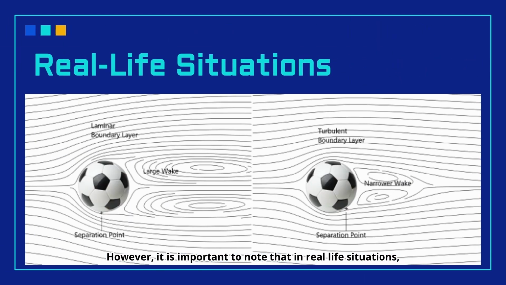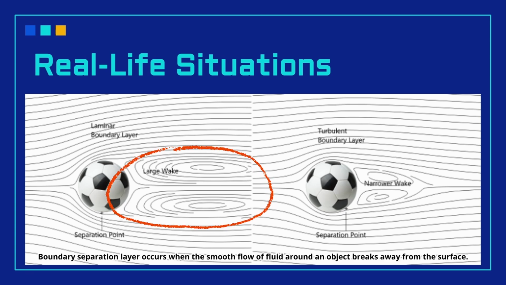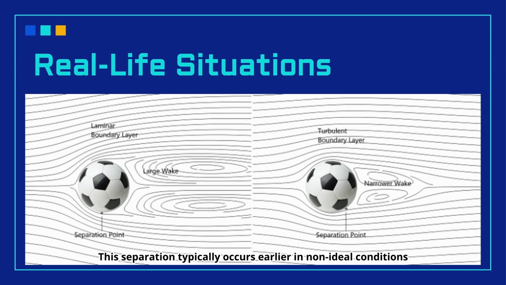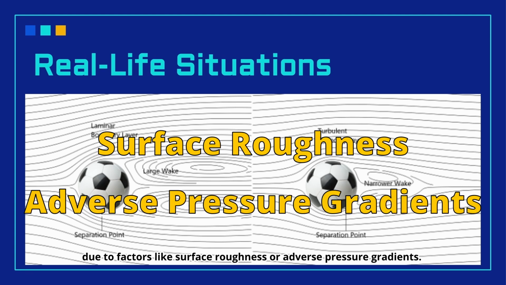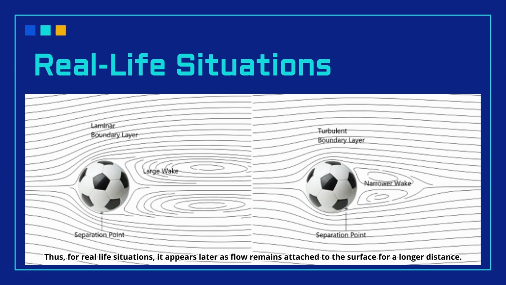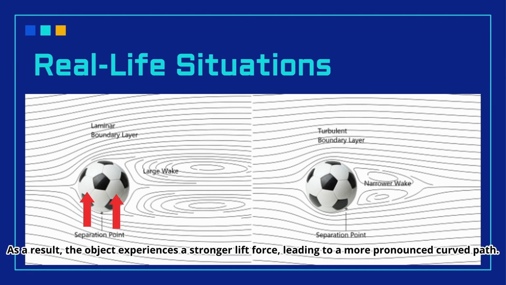However, it is important to note that in real-life situations, non-ideal flow may be involved where boundary layer separation can significantly influence the Magnus effect. Boundary layer separation occurs when the smooth flow of fluid around an object breaks away from the surface. This separation typically occurs earlier in non-ideal conditions due to factors like surface roughness or adverse pressure gradients. Thus, for real-life situations, it appears later as flow remains attached to the surface for a longer distance. This delayed separation can enhance the Magnus effect by maintaining a higher pressure difference between the two sides of the spinning object. As a result, the object experiences a stronger lift force, leading to a more pronounced curved path.